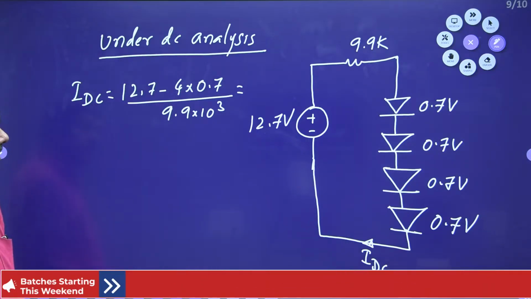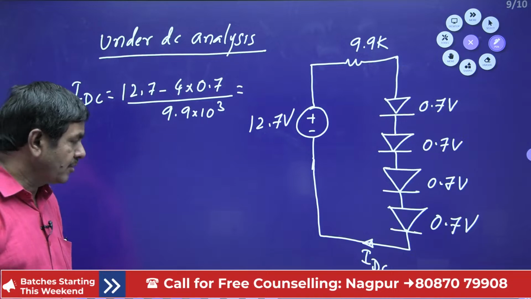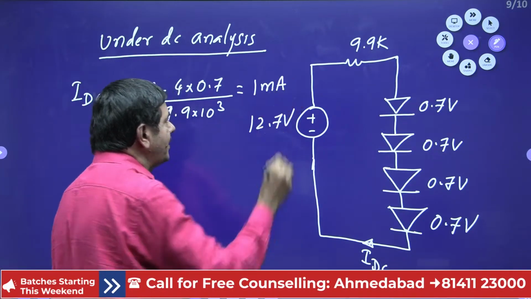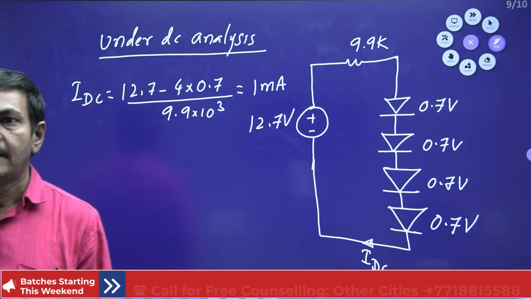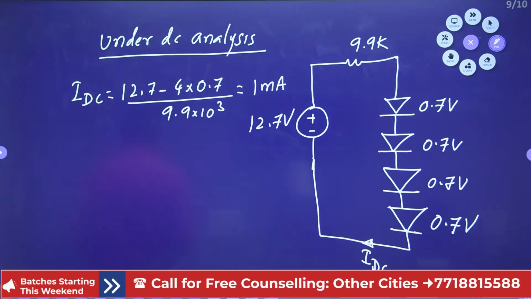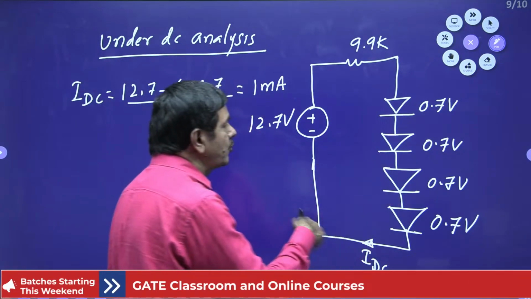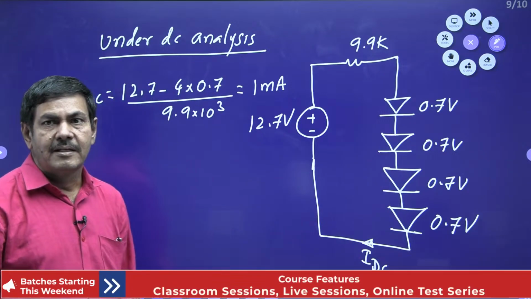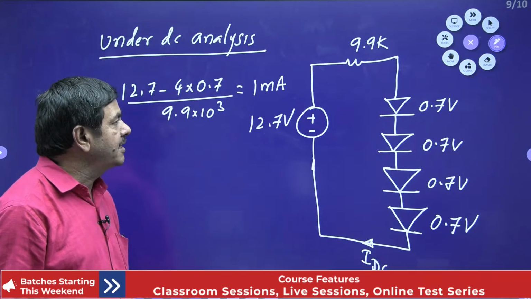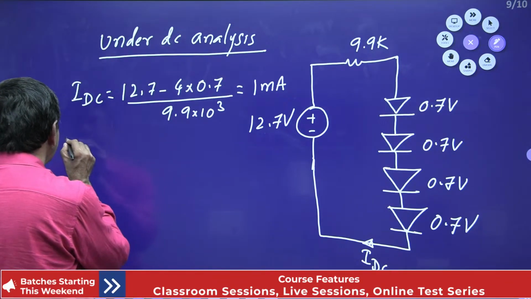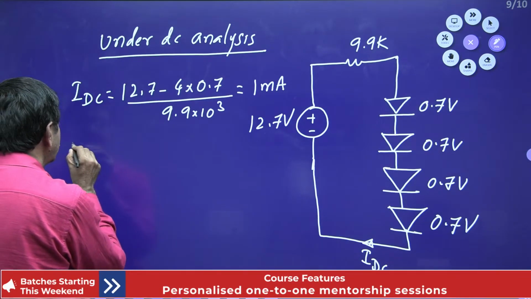That IDC will be approximately 1 milliampere. You will get 1 milliampere of current. That much current is possible. Yes, we are getting the DC component of the current which is passing through this network. Now, under AC analysis, I want to measure the AC output voltage. How can I do that? Please watch.